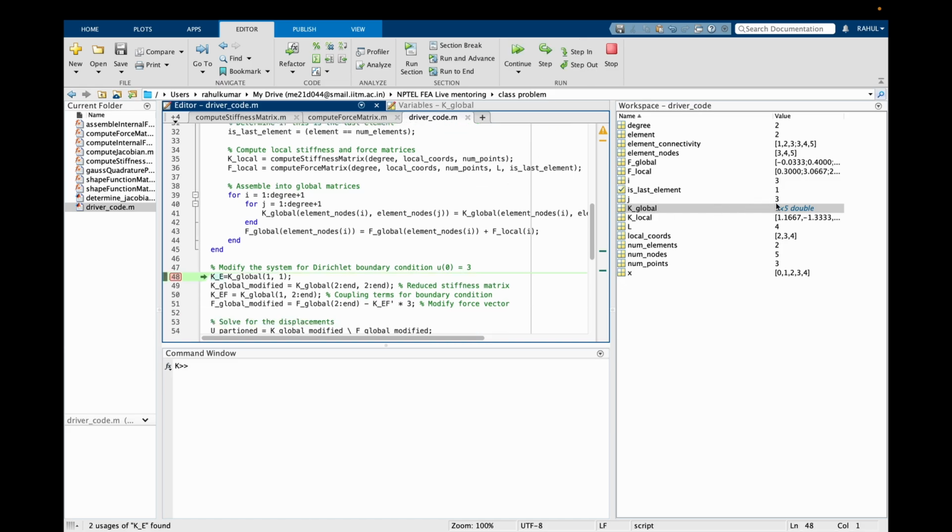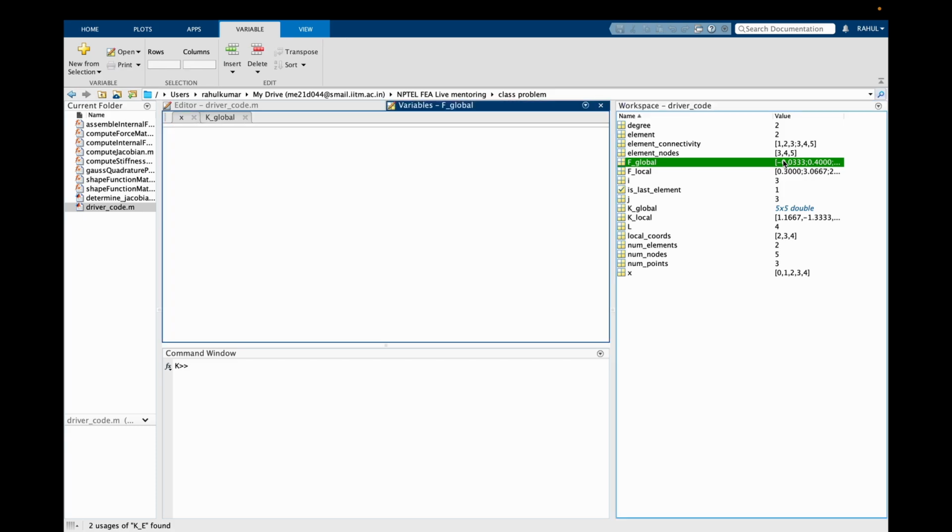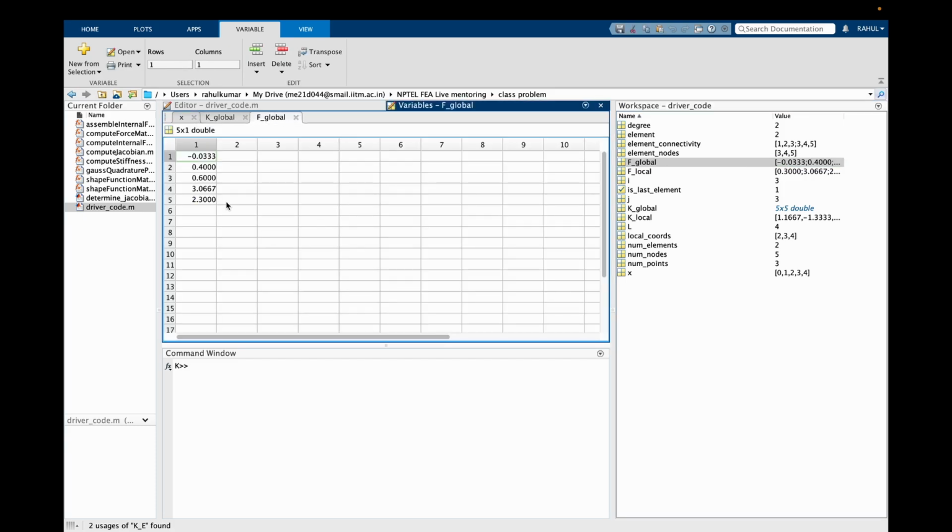Now we'll see the k global. Here you will see that it has populated. First, for the first element, this part was the matrix, and for the second element, this part was the matrix. But at this point, you can see that this element has been added, I mean shared by these two matrices. So this is the connecting point. Now we will see the f global. Here it is the f global.